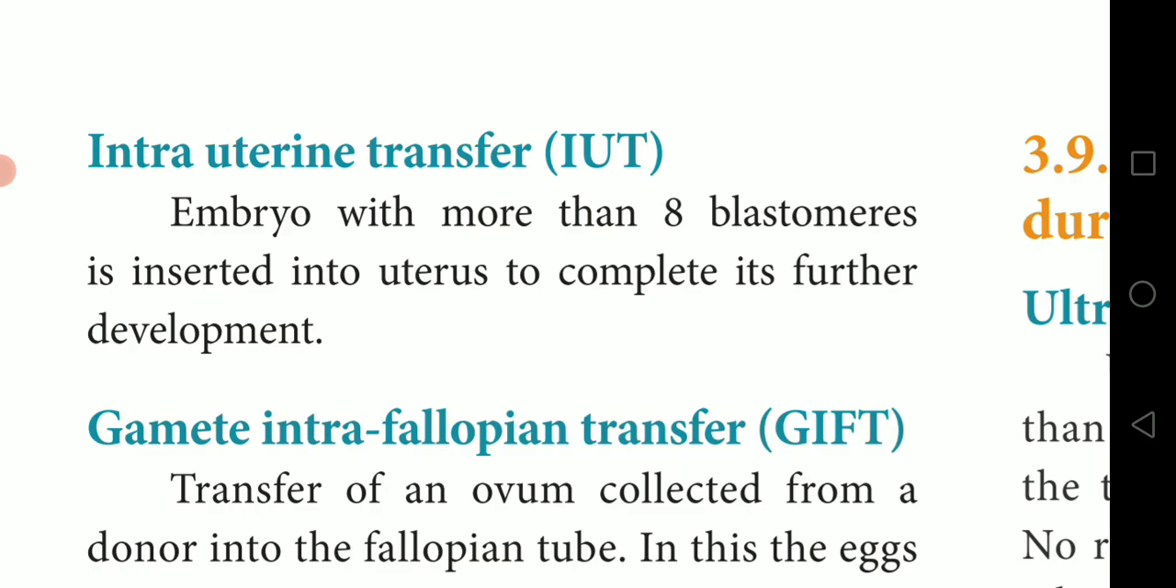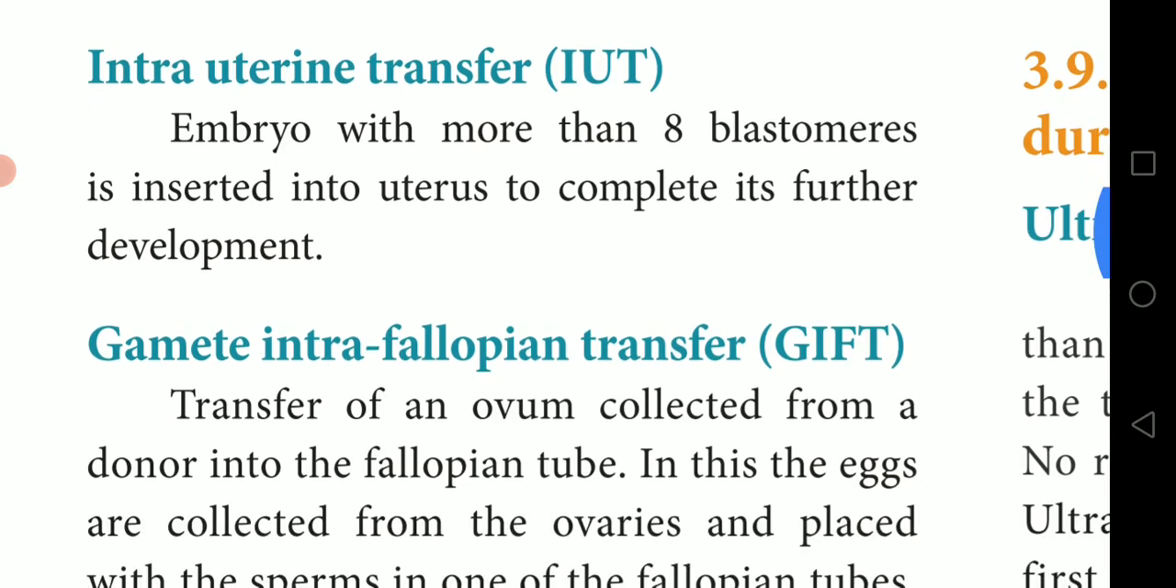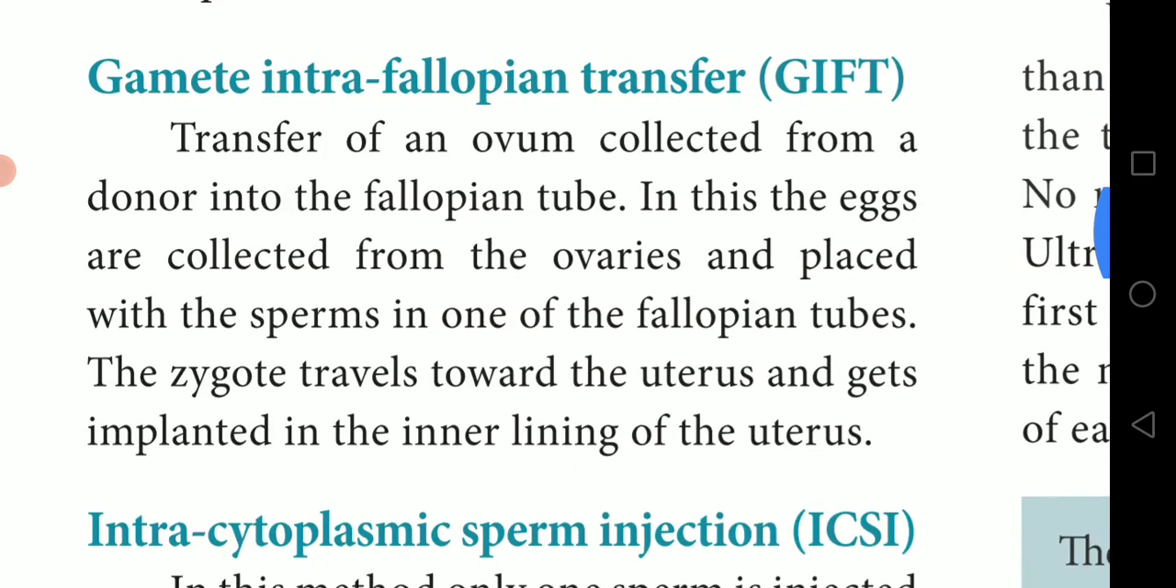10,000 to 1 lakh motile sperms are needed for each egg. Then the zygote is allowed to divide and form an 8-celled blastomere, then it is transferred into the uterus for a successful pregnancy. The transfer of an embryo with more than 8 blastomeres into the uterus is called the embryo transfer technique.